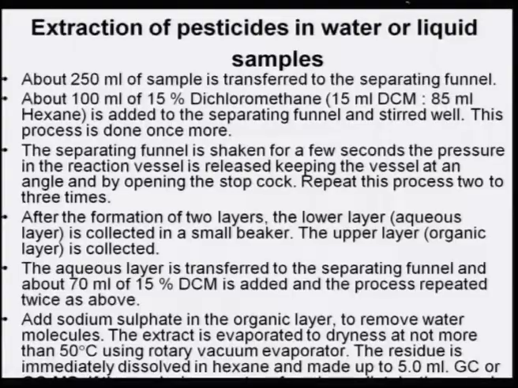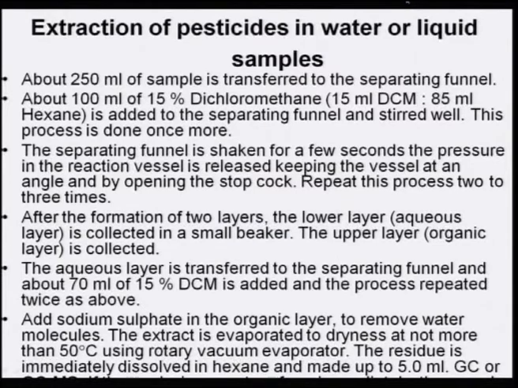the liquid samples. About 200 ml of the sample is transferred to the separating funnel. About 100 ml of 15% dichloromethane, having 15 ml of DCM and 85 of hexane, is added to the separating funnel and stirred well, or rather shaken well. This process is done twice.